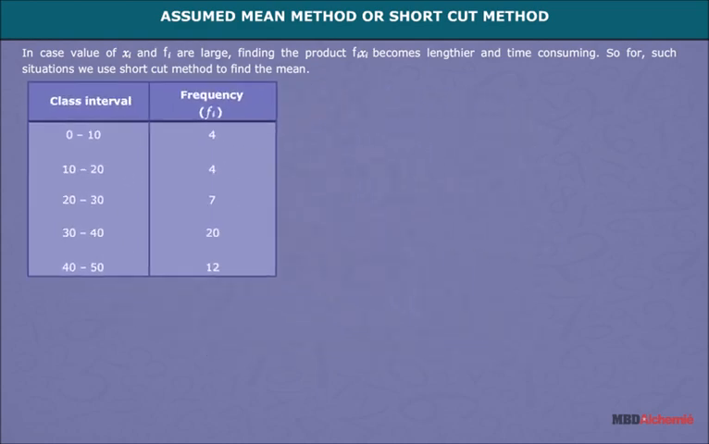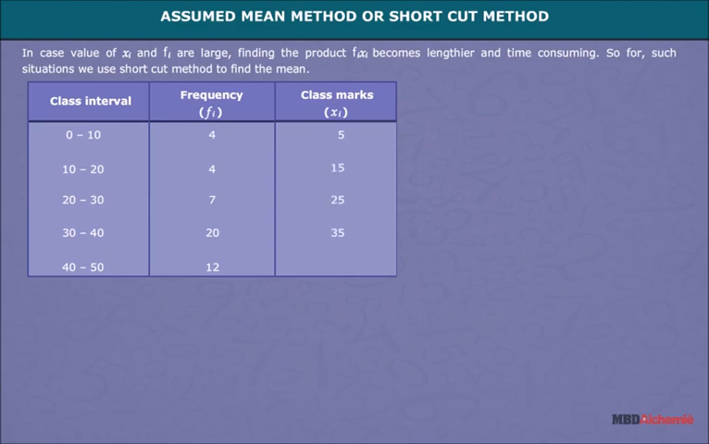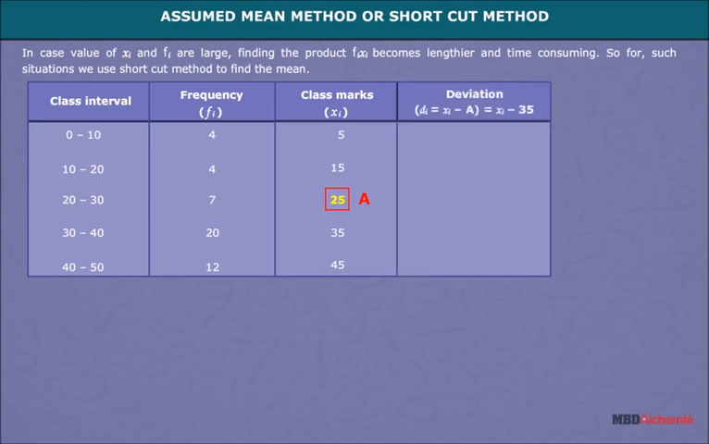In the first step, we make a column of class mark and denote it by xi. Now, choose a suitable value of xi in the middle of the xi column as the assumed mean, denoted by a. As shown here, 25 is the assumed mean. In case there are two middle values of xi, any one can be taken as a. In the second step, make a column of deviation di by subtracting the assumed mean from each xi.